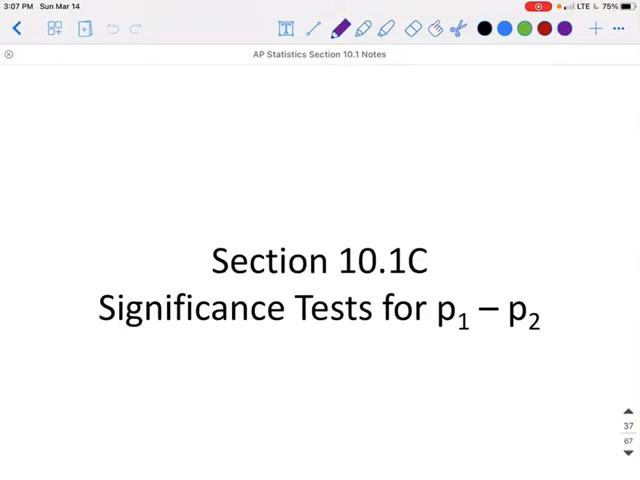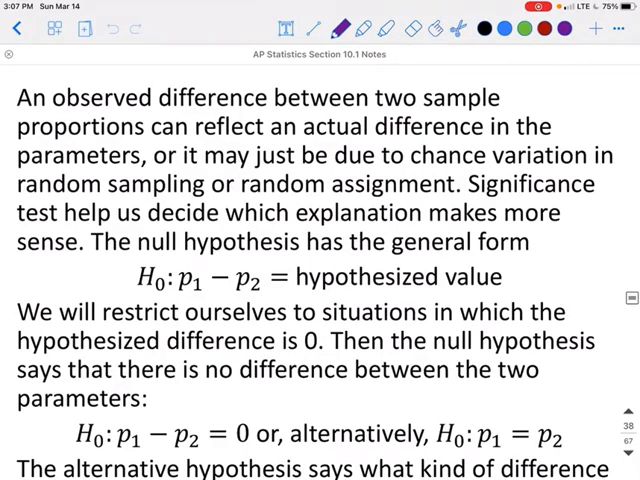This is section 10.1, part C, significance test for p1 minus p2. An observed difference between two sample proportions can reflect an actual difference in the parameters, or it may just be due to chance variation in the random sampling or random assignment. Significance tests help us decide which explanation makes more sense.